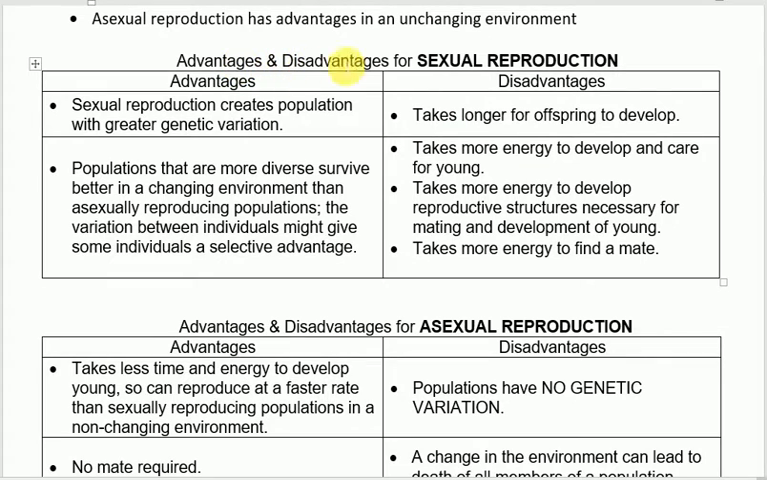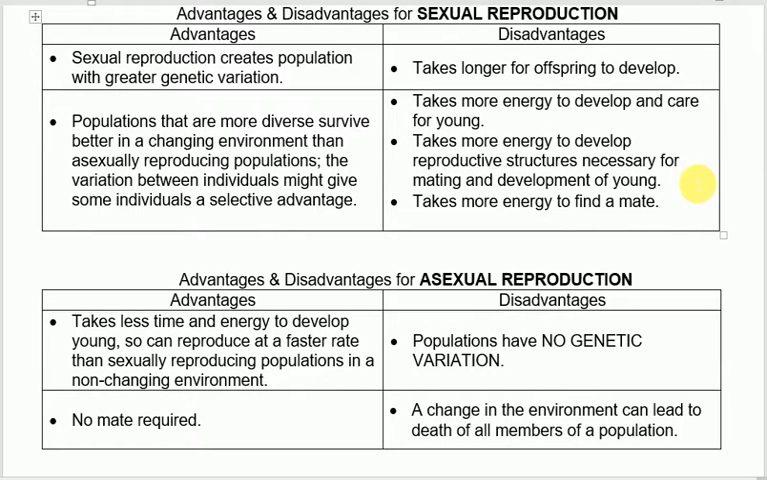So let's look at the advantages and disadvantages. And we've talked about some of these previously. But the advantage of sexual reproduction is that it creates a population with genetic variation. It also creates populations that are more diverse, and they will be able to survive better in a changing environment. And it could give some individuals a selective advantage. The disadvantage is that it takes longer for offspring to develop. It also takes more energy to care for and develop the young. It takes more energy to develop the reproductive structures necessary. And it takes more energy to find a mate.